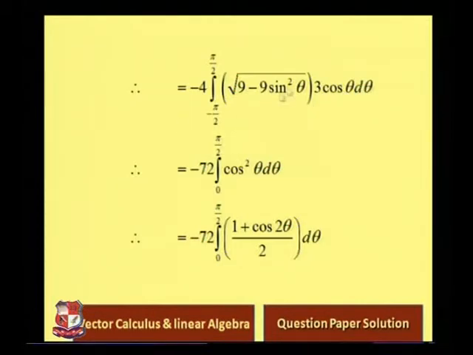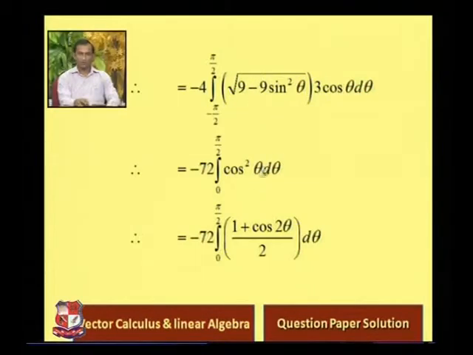Here 9 is common, so we get 1 minus sin square. We know that 1 minus sin square theta is cos square theta, and its square root is cos theta. So here cos theta times cos theta gives cos square theta, and 3 into minus 4 into 3 gives minus 72 and cos square theta d theta. Here apply another rule: cos square is an even function, so we take 2 times 0 to pi by 2 limit, so this answer is minus 72.